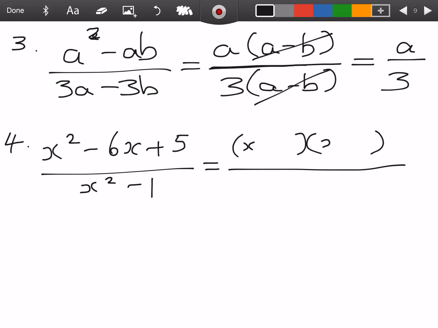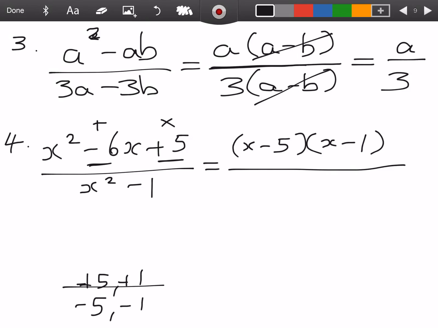X times x. So we're looking for 2 numbers that multiply to the positive 5. The same 2 numbers need to add up to negative 6. Right, 2 numbers that multiply to positive 5. A positive 5 times a positive 1. They multiply to 5. Do they add up to negative 6? No, they don't. Remember, negative 5 times negative 1 also multiply to positive 5. 2 negatives make a positive. And they also add up to negative 6. So, that's us. X minus 5 and an x minus 1.